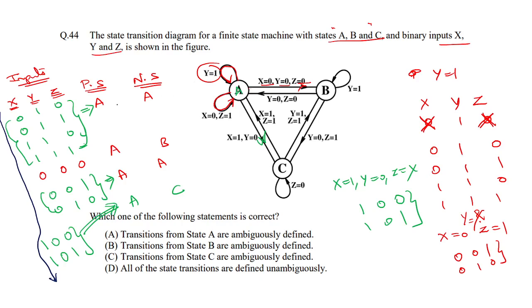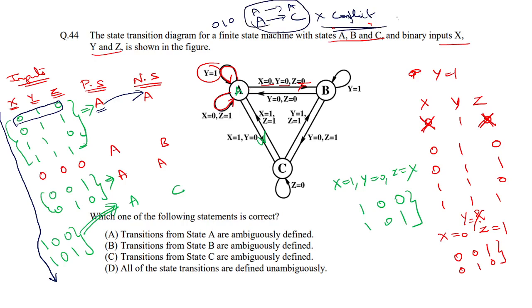When I say conflict, let's say there is one combination, 0 1 0. You take this combination, you are going from A to A. Now, by any chance, if that combination says that when you apply 1 0 1 0, you go to C, then this is called conflict. Means one way you are saying move from A to A, another way you are saying A to C, then this is called conflict. Then that is called as ambiguously defined.